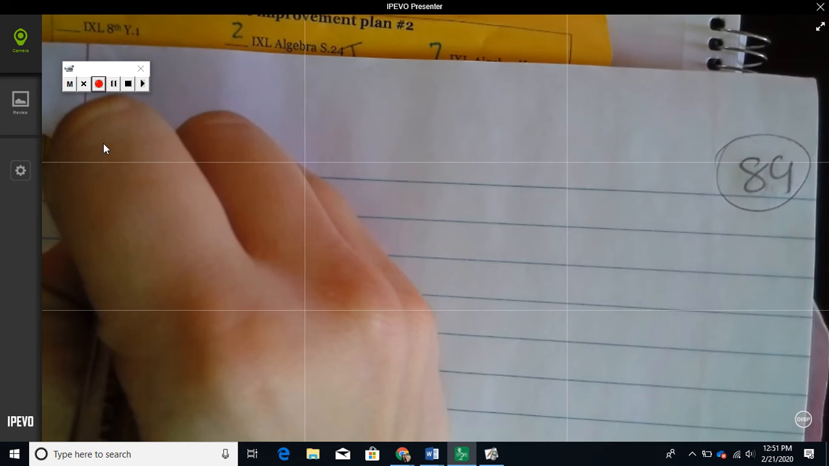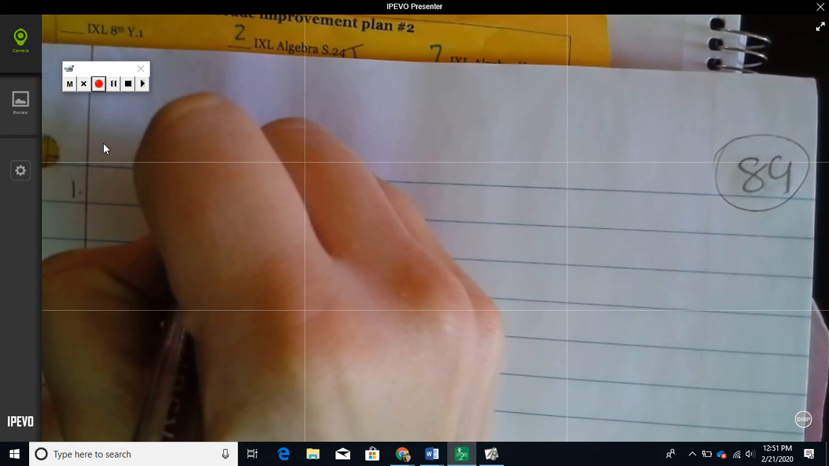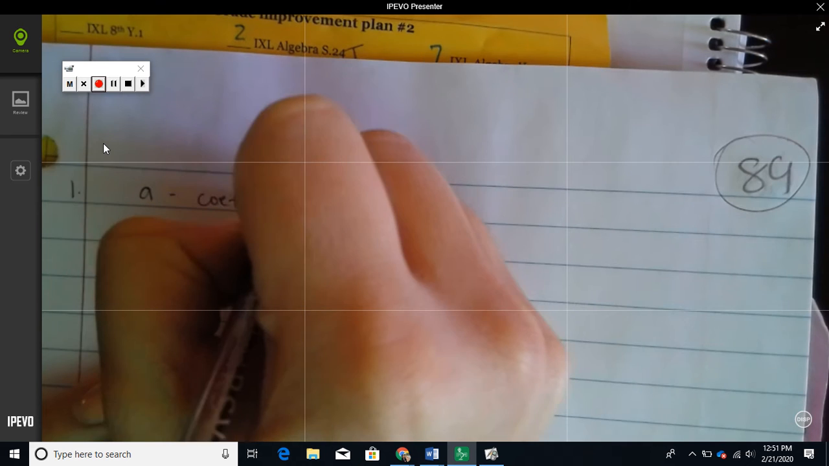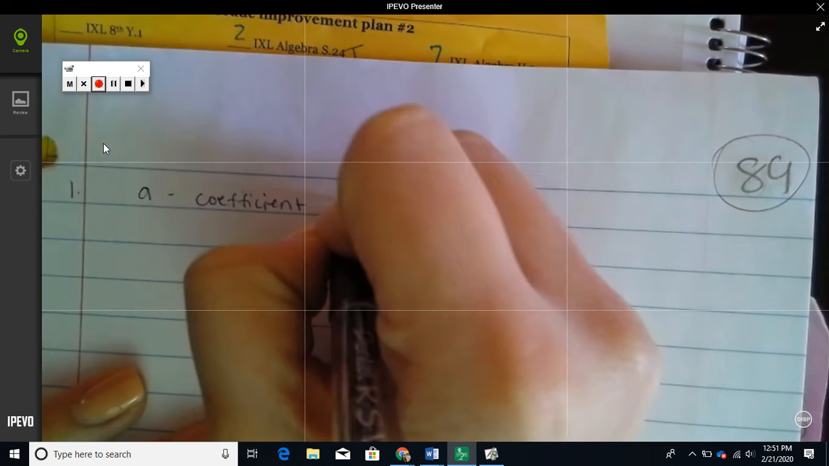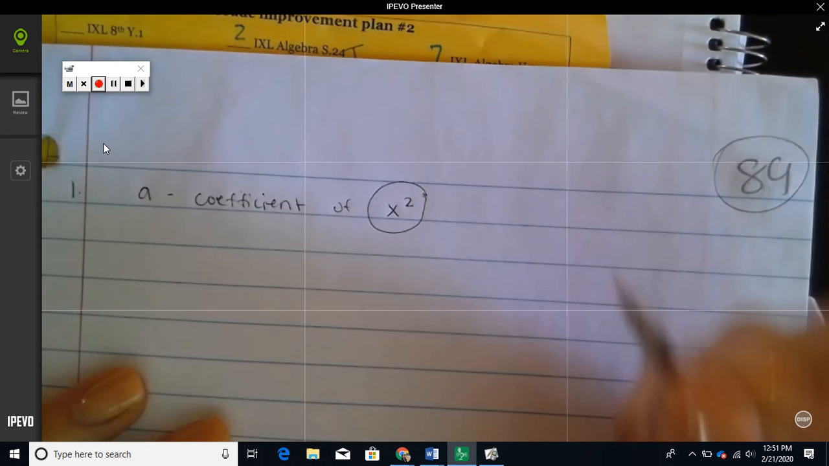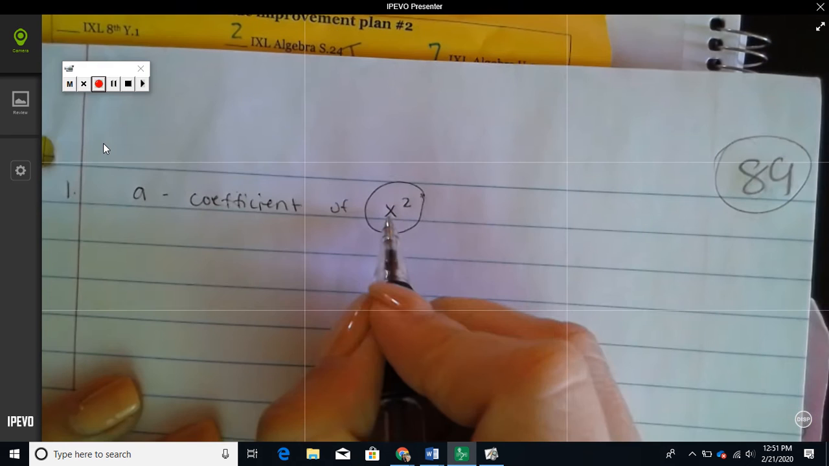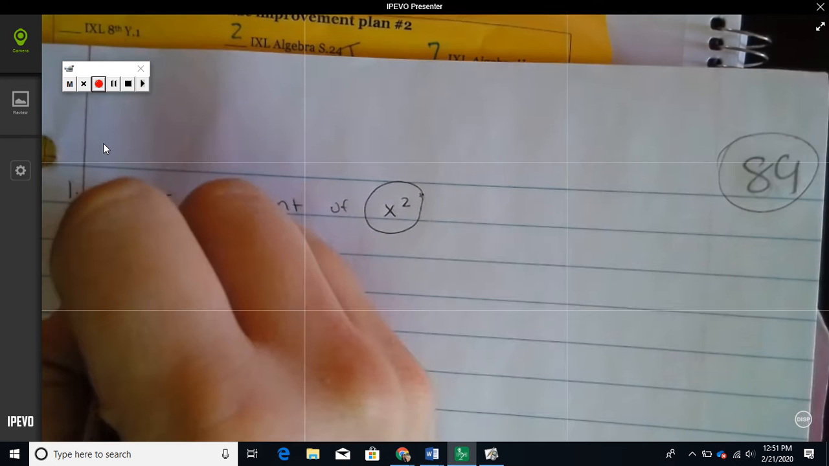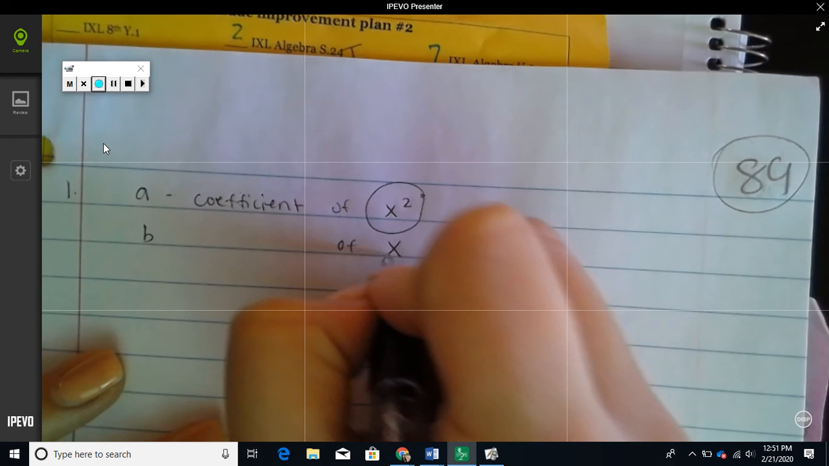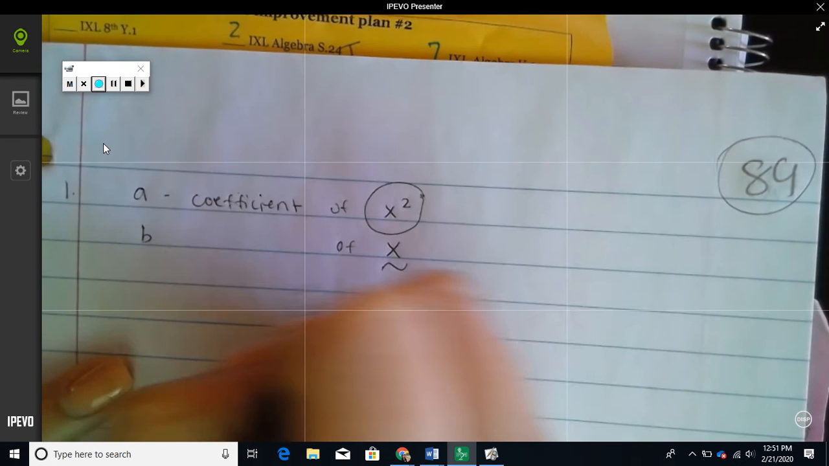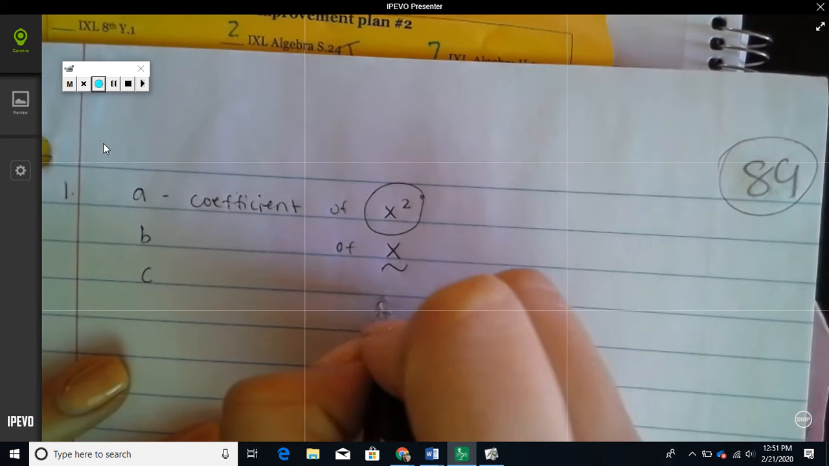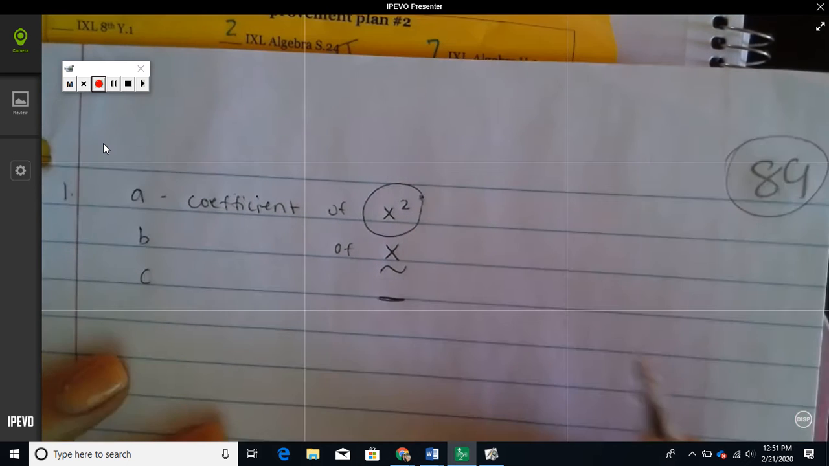So A is the coefficient of x squared. It's the one that you circle. Whatever is the number of x squares, that's what A is. B is the coefficient of x. That's the one that you squiggly, how many x's there are. And C is the coefficient that doesn't have any x's, no x, no y.